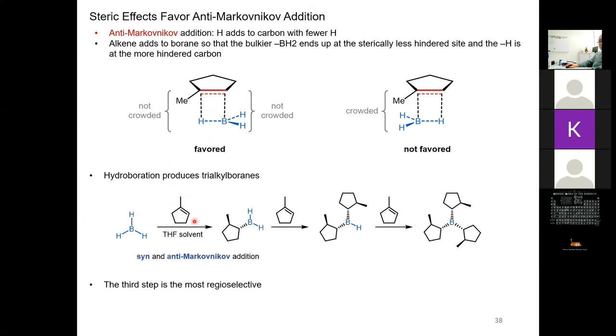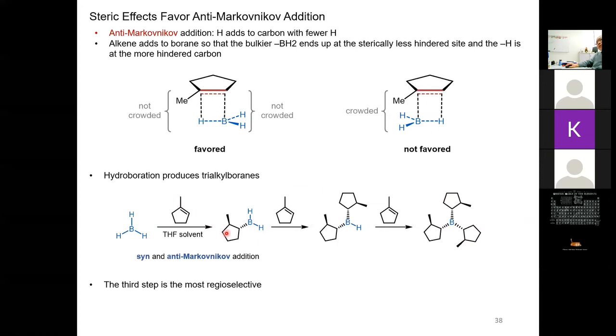All right, so let's see here. If you have an unsymmetric alkene, the BH addition will have the B on the less crowded side, and the H will be on the more crowded side now. And because it is a syn addition, the new H will be on the same side as the boron. That means the methyl, which is originally here, will be on the opposite side of the B and the H. This is a syn and anti-Markovnikov addition. And if this kind of syn and anti-Markovnikov addition happens 3 times, you can have a trialkyl borane.